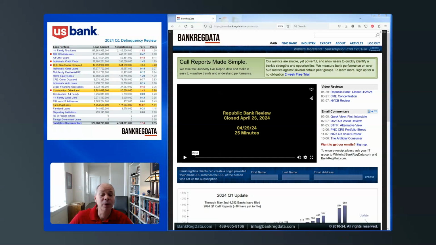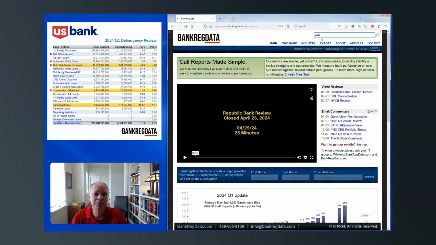Today we're going to do a quick review of U.S. Bank 2024 Q1 delinquencies. We're going to try to keep this to 5 minutes. Up here in the upper left is the portfolios we're going to look at: CRE non-owner occupied, construction other land, and farm ag loans. You'll see the 1 to 4 family has a large NPL rate, but that's typically going to be guaranteed mortgages, which is a whole other discussion. The red dots, red squares, represent some TDR. So let's take a quick look.